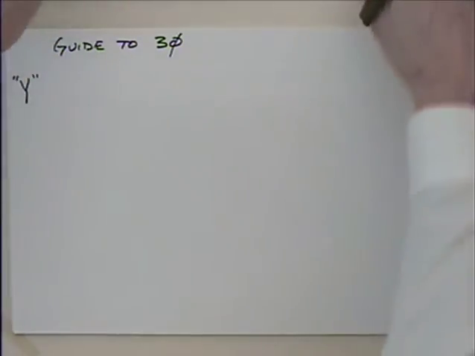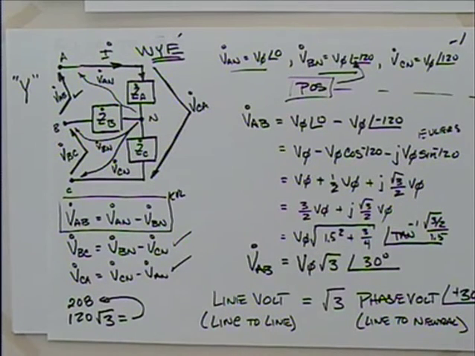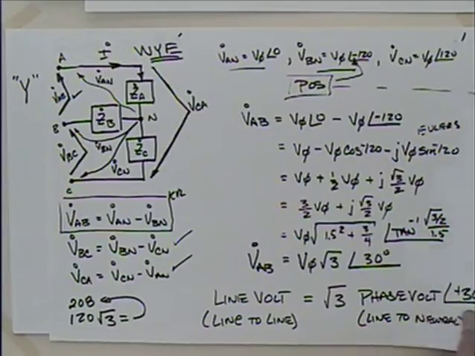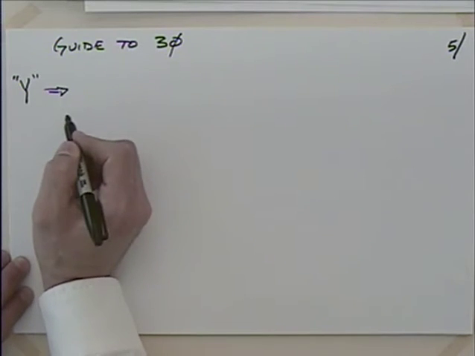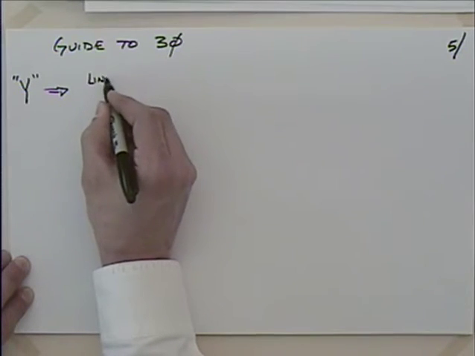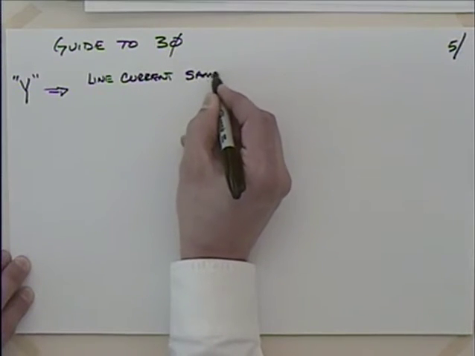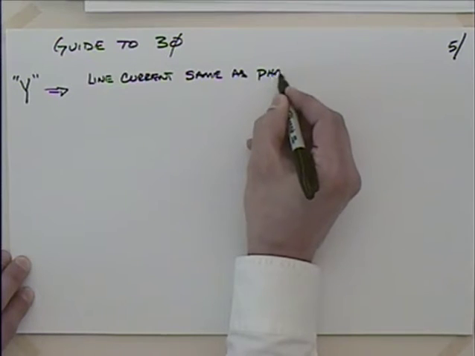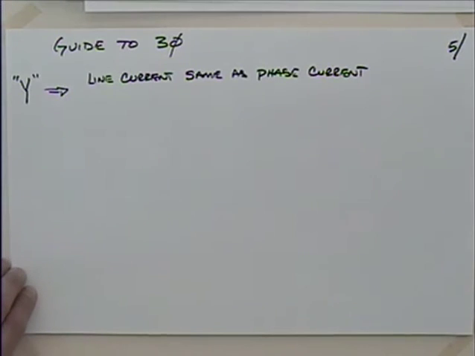Okay, what do we get with the Y? If we back up and we look at this thing, when we were talking about the Y, we were talking about that the current is the same, but the voltage is different. That's where we were talking about line-to-line voltage, or what we call line voltage. We were talking about line-to-neutral voltage, or the phase voltage. So let's make a summary here. We can say that the line current and the phase current is the same.